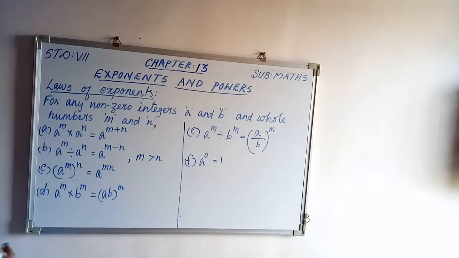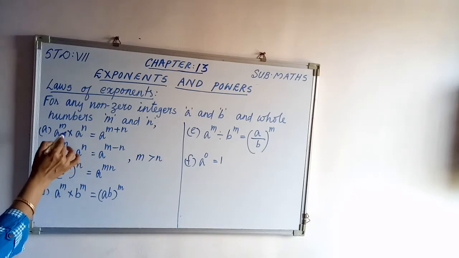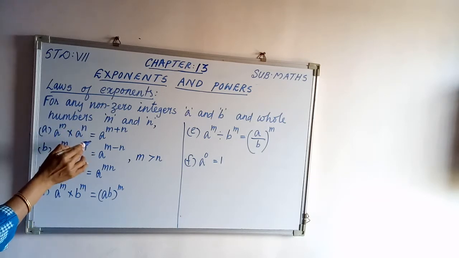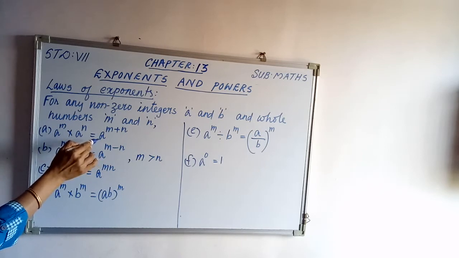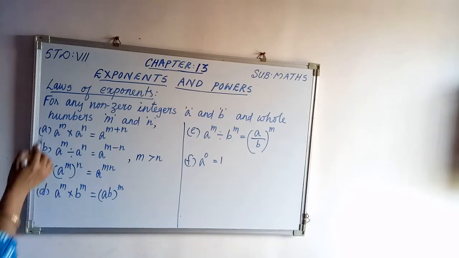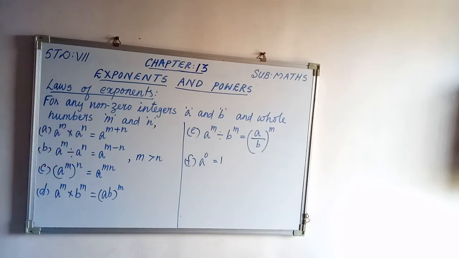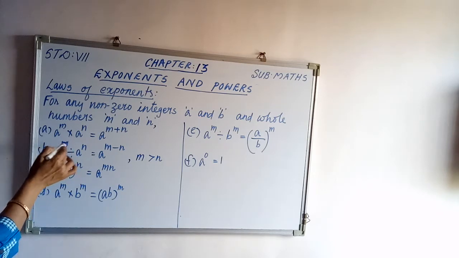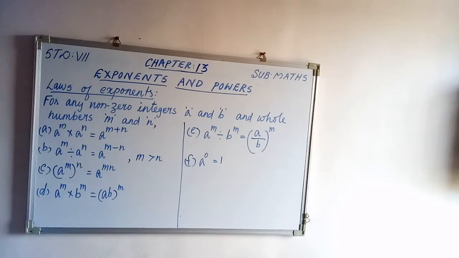Then the first law, a raised to m multiplied by a raised to n. Here see, the base remains the same. That's equal to, keep the base as it is, a raised to the power m plus n. So in multiplication, if the base remains the same, you have to add the exponents or the powers. Now, a raised to m divided by a raised to n. Here also the base remains the same. So subtract, m minus n. So a raised to the power m minus n.